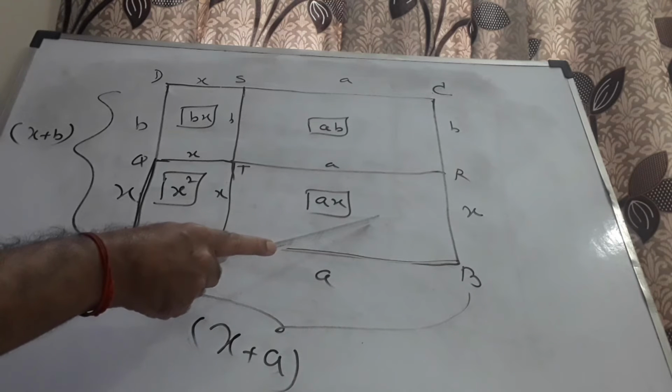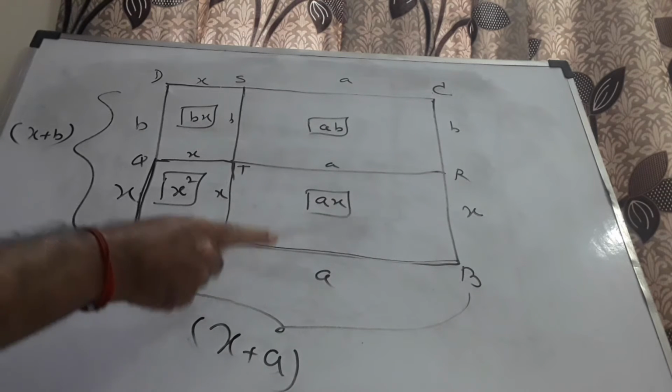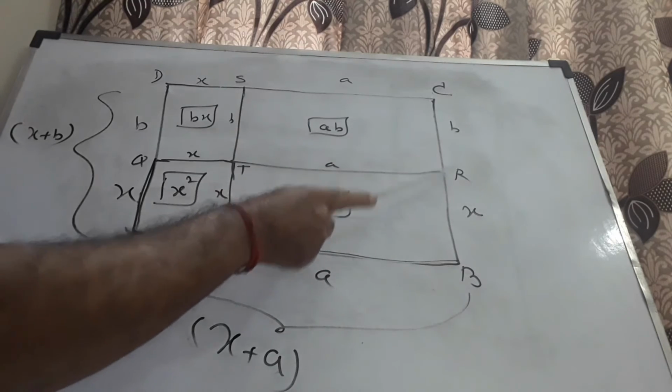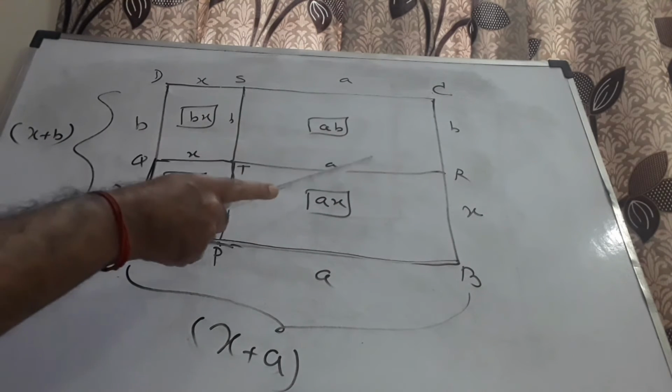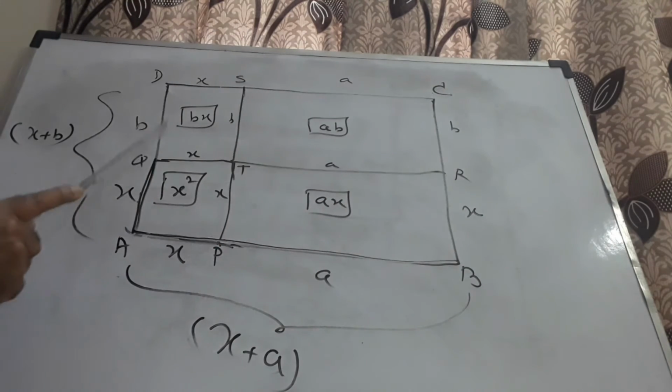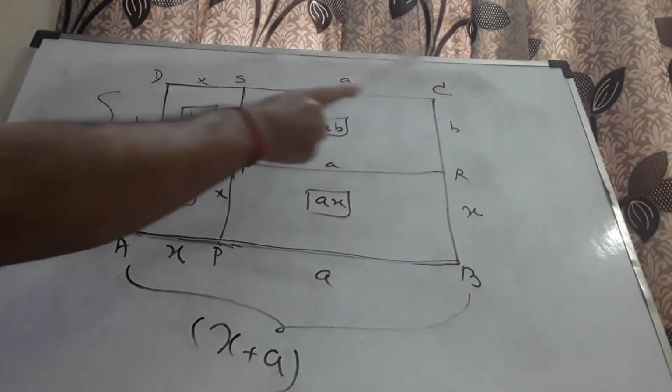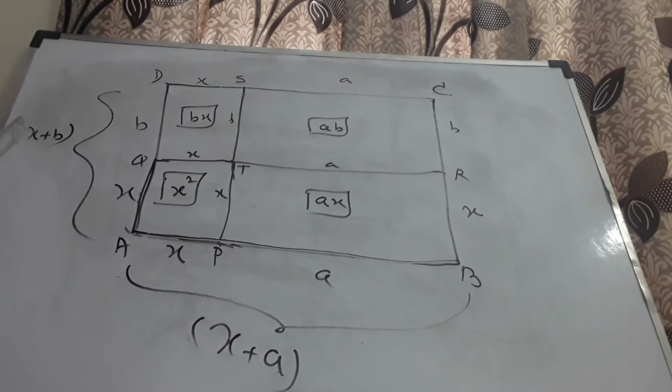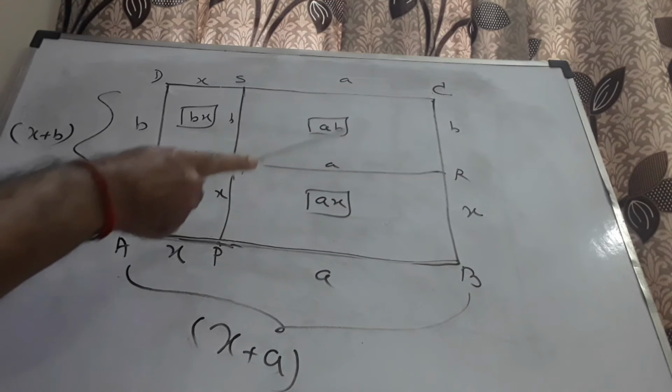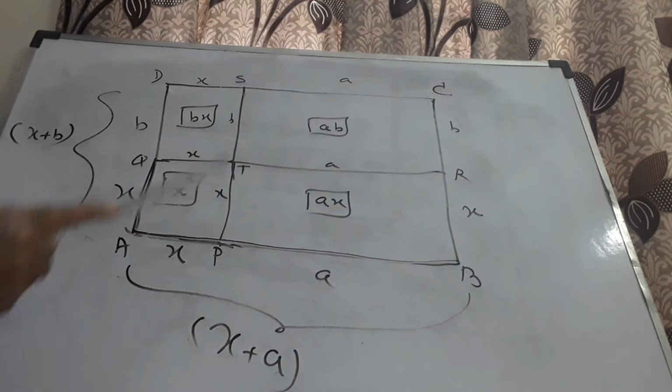length is a and breadth is x, plus area of this rectangle TRCS, which is ab, length is a and breadth is b, and here is area of rectangle QTSD, which is of course b into x, bx. Therefore, the original area of rectangle ABCD now becomes LHS (x + a)(x + b), which is equal to x² + ax + ab + bx.